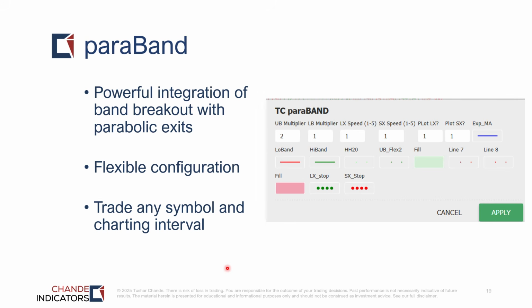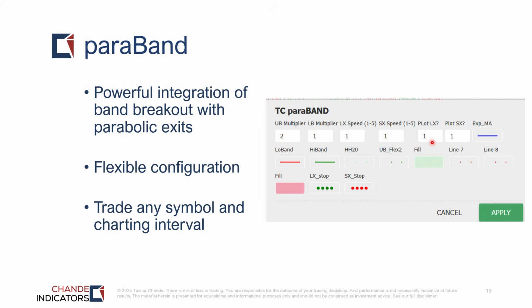So in summary, the paraband is a very powerful indicator which has a very powerful integration of band breakout with parabolic exits. It's a very flexible configuration, so you can change the width of the band. The band is relatively simple, but you have tremendous control over the speeds of exit on the long side and the short side. You have 5 speeds preset from 1 through 5. The 5 is much faster than the 1, but you could have different exit speeds for long side trades and short side trades if you so desire.